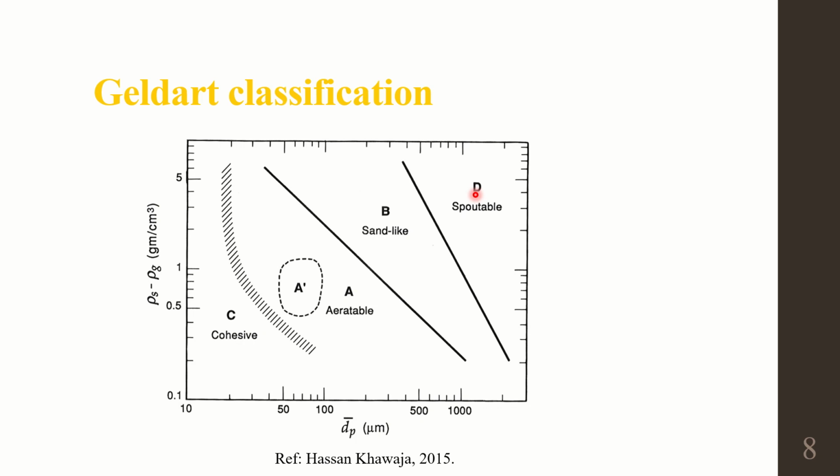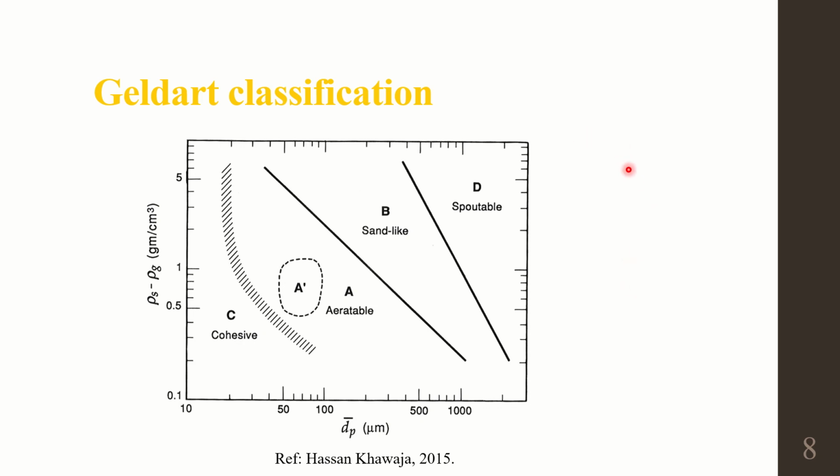The bubble formation in these types of beds would be very vigorous, with large bubbles being formed. Therefore, the particles used would be Geldart D particles, sorry, in spouted beds. In spouted beds, when we pass the fluid inside, the bed height would be limited.